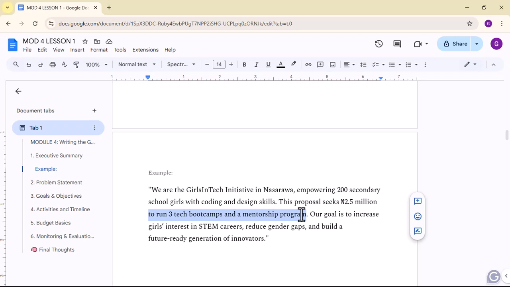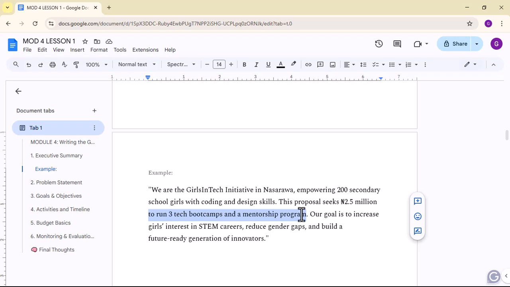Depending on what you are working on, it can be longer than this. It doesn't have to be too short or too lengthy, but something that is concise, something that, by reading this Girls in Tech Initiative program, we can be able to know, oh, okay, this is what these people are trying to do, this is the amount they need, and this is the end result of what they want to do. It's very clear. Now, reading your executive summary, I can now decide, okay, let me complete this proposal. Let me see what this person is talking about and what they are trying to do.